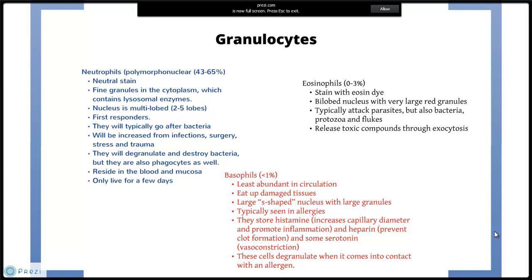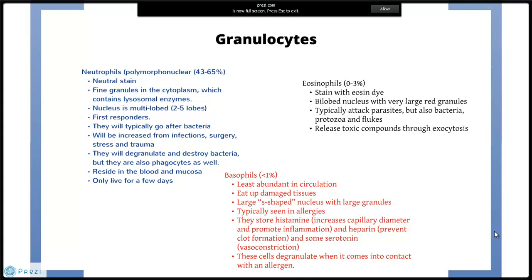They are increased in anyone that's had surgery, is stressed out, has any trauma or infections. The levels will be increased, and they also degranulate and destroy bacteria, so they are also considered phagocytes as well. They only live for a few days, however, and they reside in your blood and your mucus, or your mucosa.